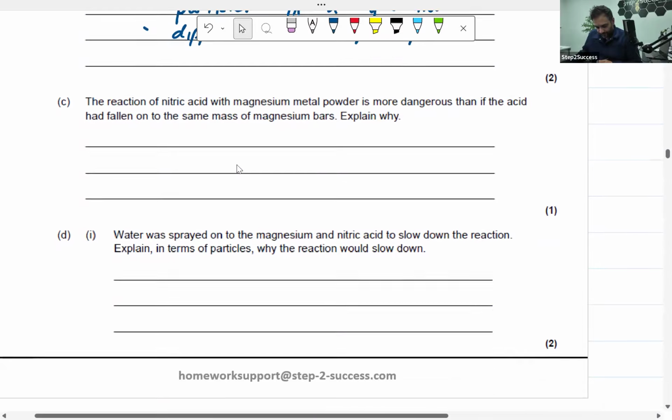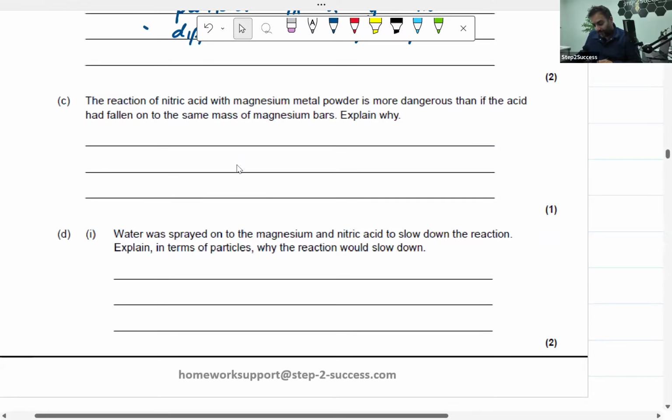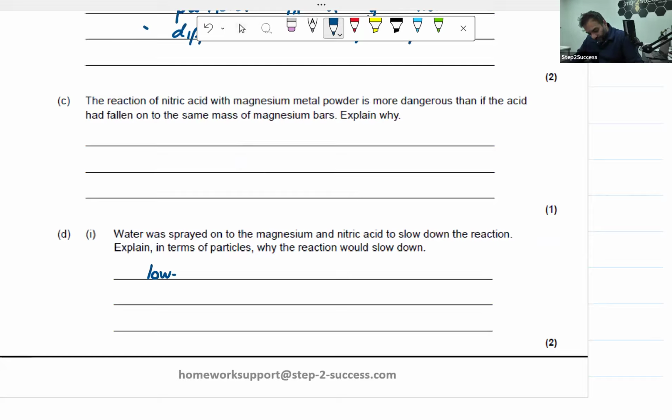The other question, D. Water was sprayed. Why does that slow the reaction down? Well, it's the opposite of what I said before. If you spray water on a chemical reaction, it lowers the temperature, cools it all down. If you lower the temperature, the particles move slower, because they have less energy, and there's less frequent collisions or fewer collisions. And the collisions are the things that make the reaction happen. So if there's fewer of them, the reaction is not happening quite so quickly.